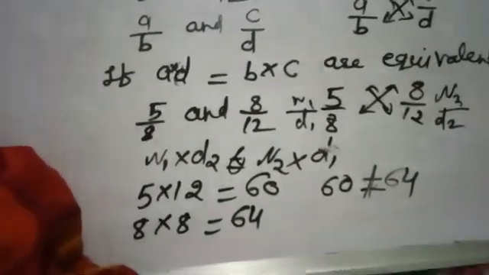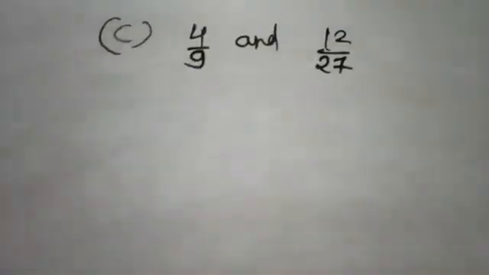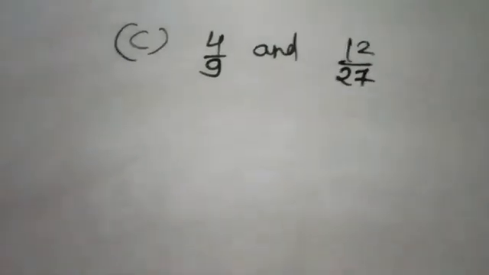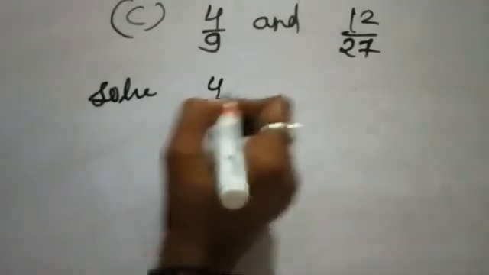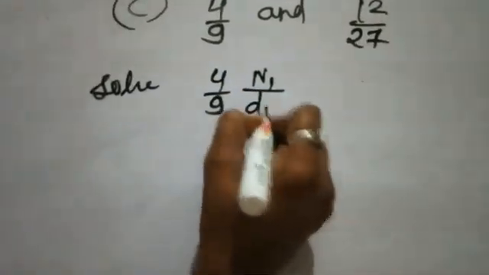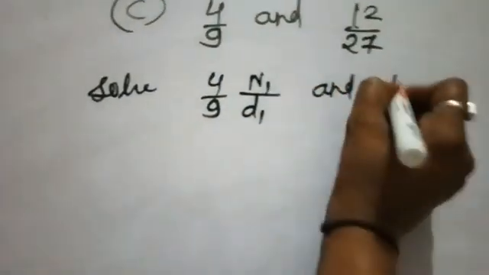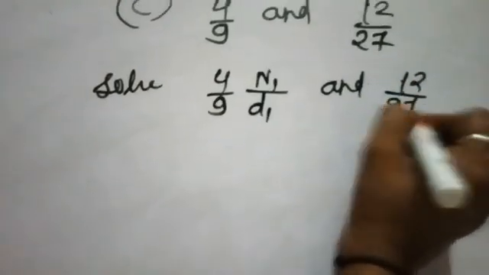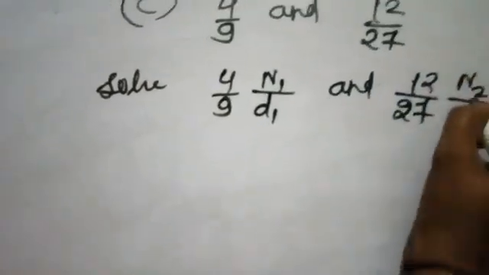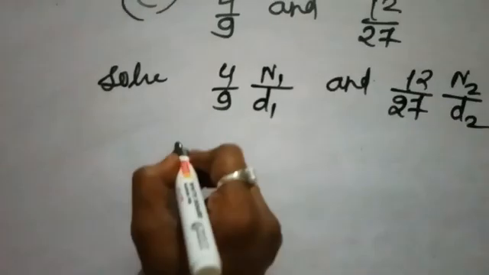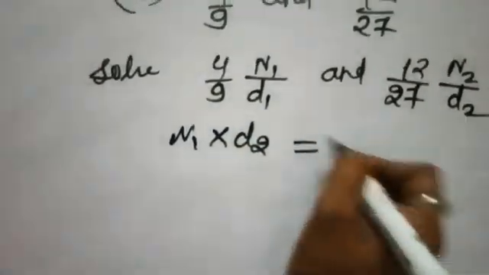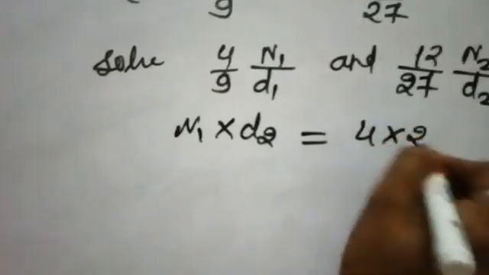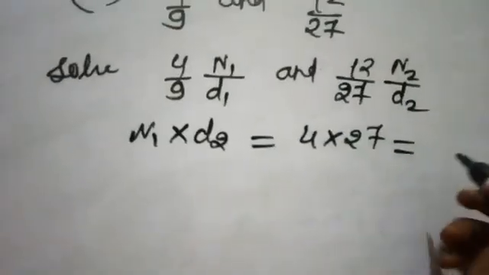Now see the second, part B. Part B is the same as part A. In the first one it is 4 upon 9, which means n1 upon d1. And the second one, 12 upon 27, means n2 upon d2. So how can we check? We have to multiply n1 by d2. It means 4 multiplied by 27.